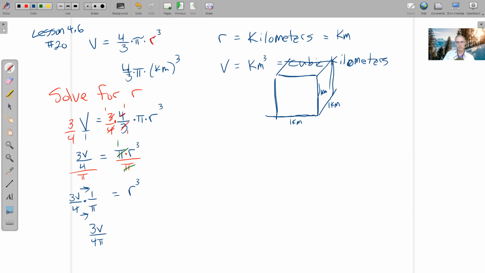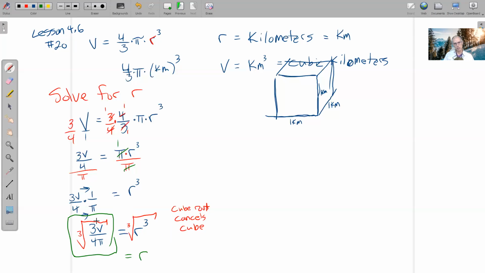And then the last step here is to get rid of the cube. And to get rid of a square, we take a square root. So to get rid of a cube, we take a cube root. So then I apply a cube root, which looks like a square root with a little 3 hanging in that notch. And the point is the cube root and the cube cancel. So cube root cancels the cube. So that on the right side, I just have r, and r is equal to this thing right here.